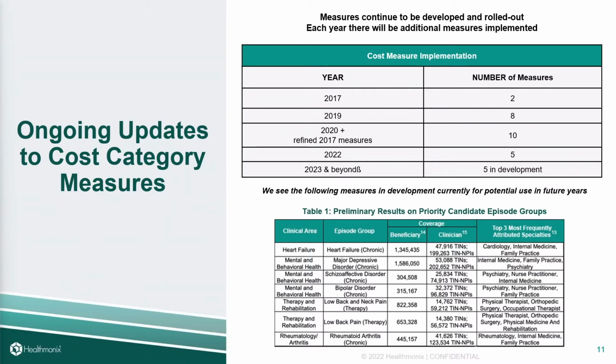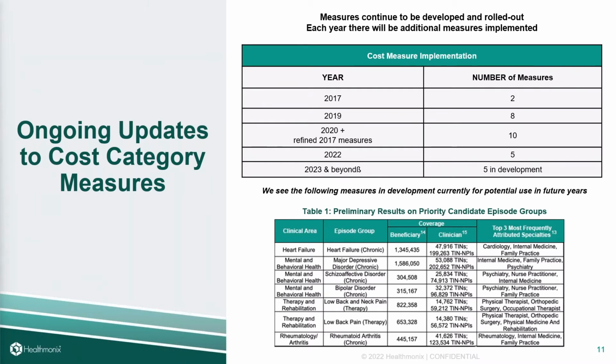The big thing too is that this is not going away anywhere. I think it's important to understand that in 2017, we had those two original ones, the MSPB and the TPCC. Then in 2019, they added an additional 8. In 2020, they refined the ones from 2017 as well as added 10 more. That's when the changes of what providers came in. In 2022, they've added 5 new measures. And then for 2023, there are 5 current measures in development.